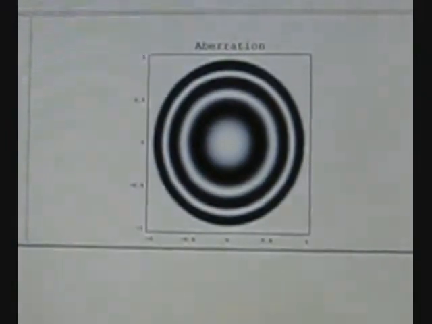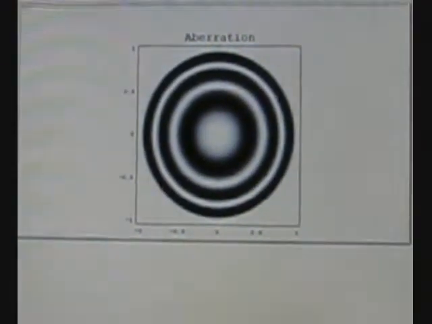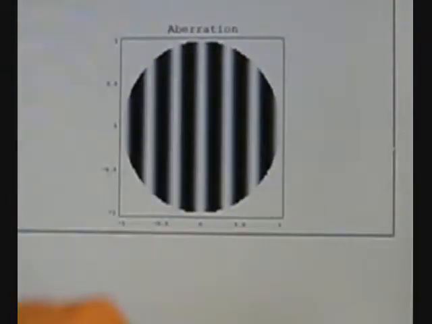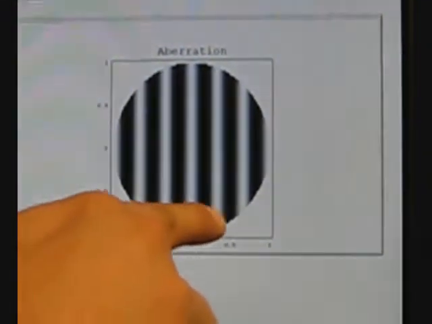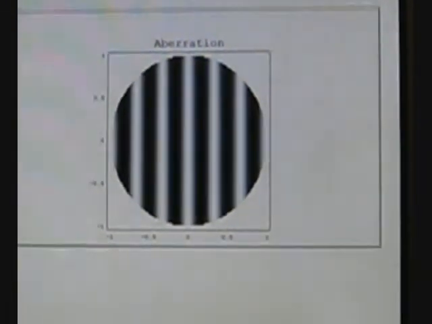One more interesting thing is that we're going to go ahead and zero out the focus now, and we're going to add 3 waves of tilt in the 0-degree axis. We evaluate this, and we see 1, 2, 3, 4, 5 straight bright lines, demonstrating tilt in the Shack interferometer.